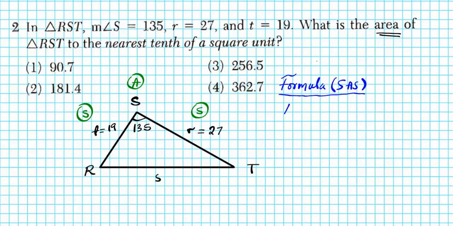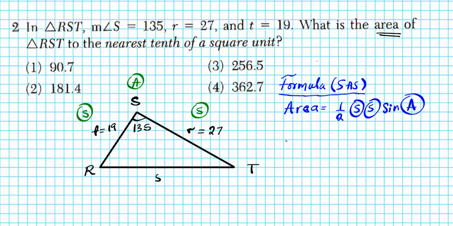The area of a triangle in this format is basically 1/2 of the side times the side times the sine of the included angle, okay? So the letters don't really matter. Just keep track of the sides and the included angle. If you get them in order like this, then you can use this formula without any problems, okay?